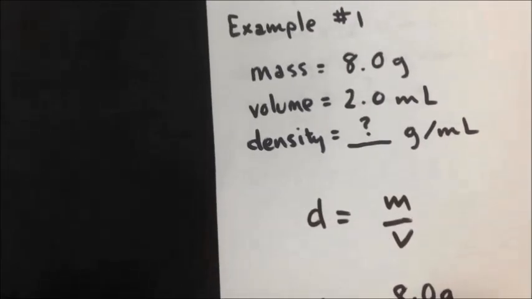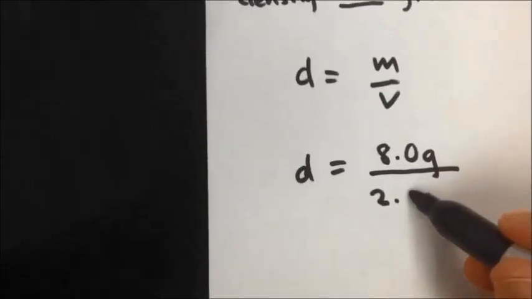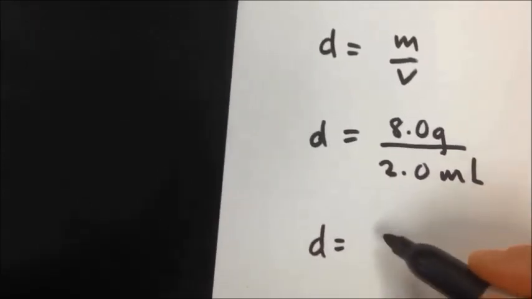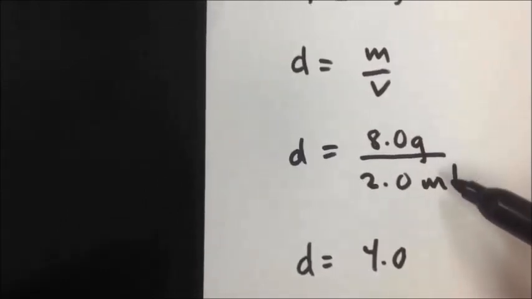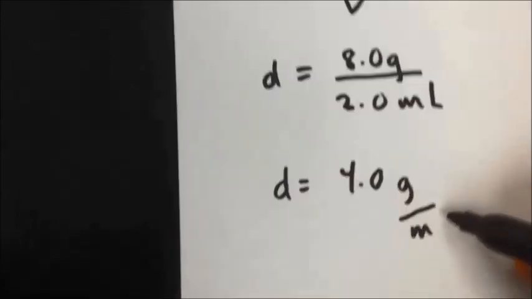8.0 grams is the mass, and the volume is 2.0 milliliters. When we divide 8 divided by 2, the density equals 4.0, and nothing cancels. We have grams over milliliters, so we're going to have grams divided by milliliters.